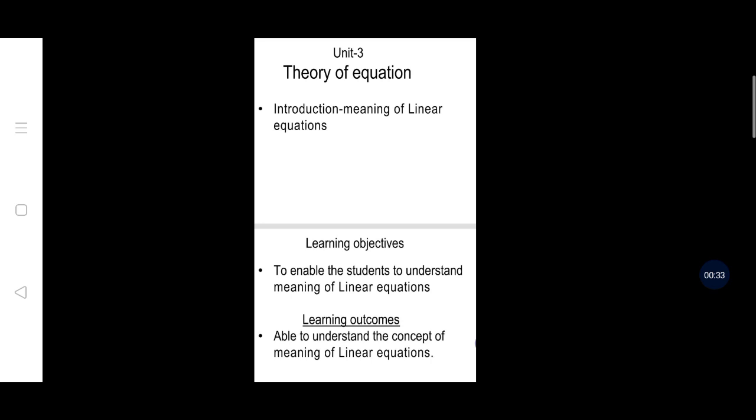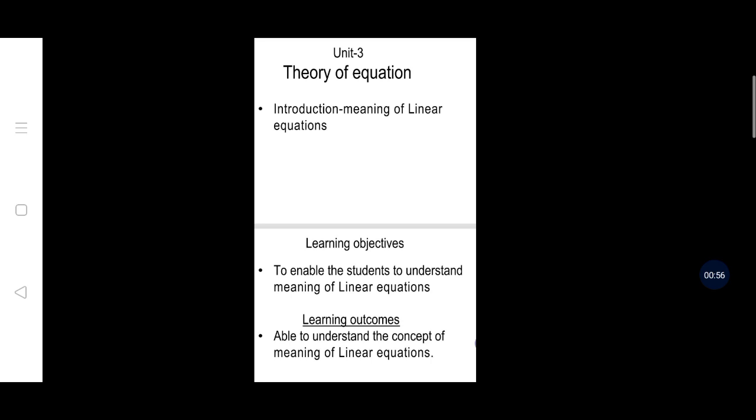Theory of equation. What does it mean? What are the concepts in this chapter? What is the purpose of this concept? Now I will discuss and present the concept of equation and theory of equation.